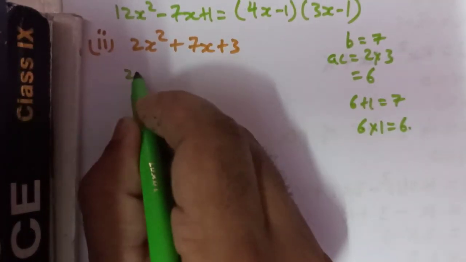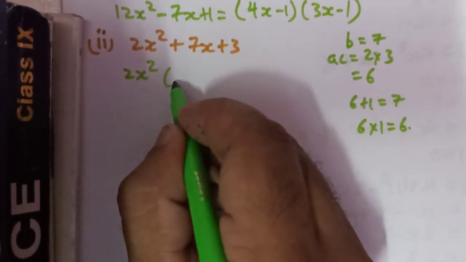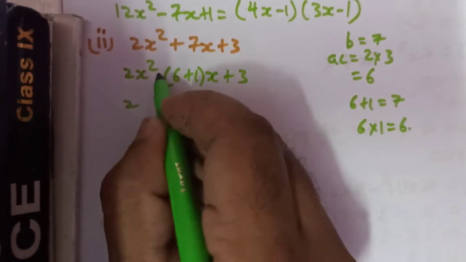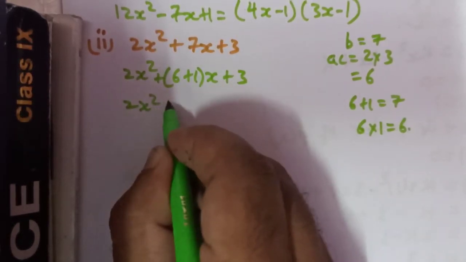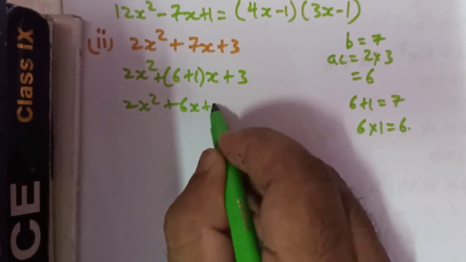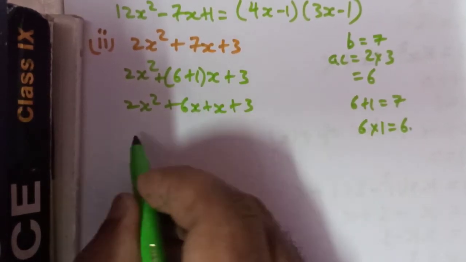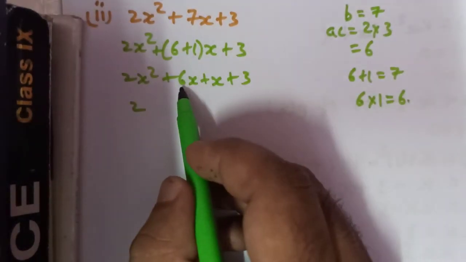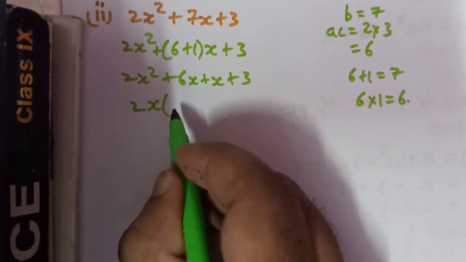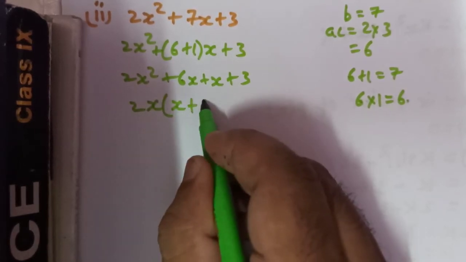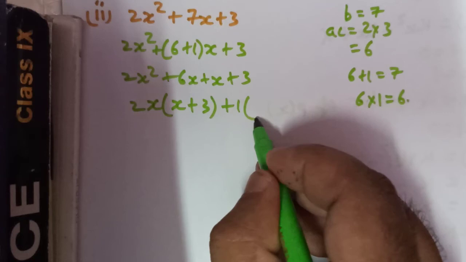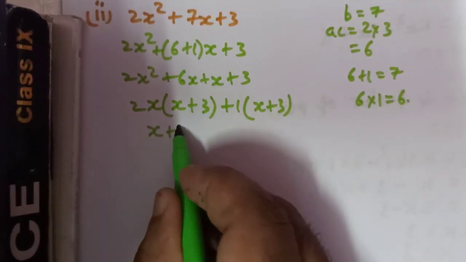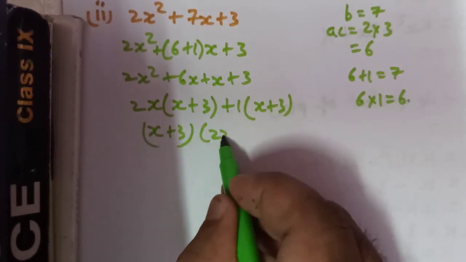So product equals AC, sum equals B. So we can write it as 2x square plus within bracket 6 plus 1 times x plus 3. Sorry, plus sign. So 2x square plus 6x plus x plus 3. Again common, we will take the HCF of 2x square plus 6x. So what is the HCF? I think 2x is the HCF. So what is left? x plus 3, and plus 1 will be taken here. It will also be x plus 3. So we get the value as x plus 3 and 2x plus 1.